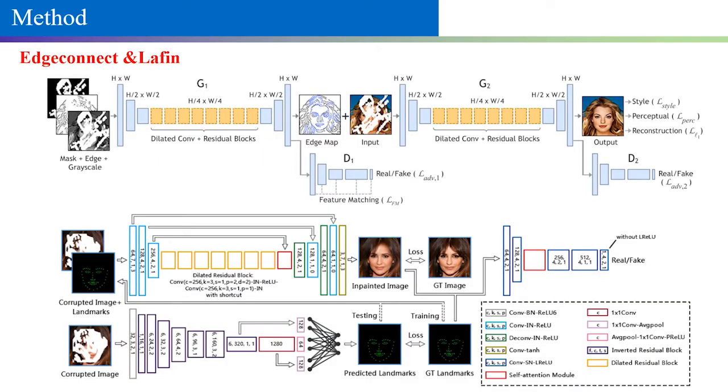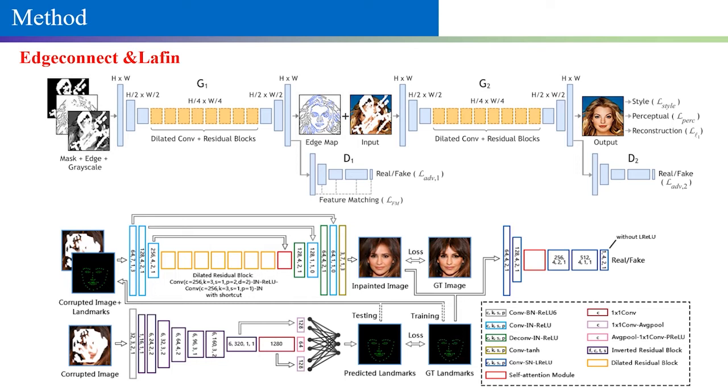The following figure shows the network of EdgeConnect and LAFIN. EdgeConnect uses facial contour to repair the image. The incomplete gray image, edge image, and mask are the inputs of G1 to predict the complete edge image. The predicted edge image and the incomplete color image are passed to G2 to perform the repair task.